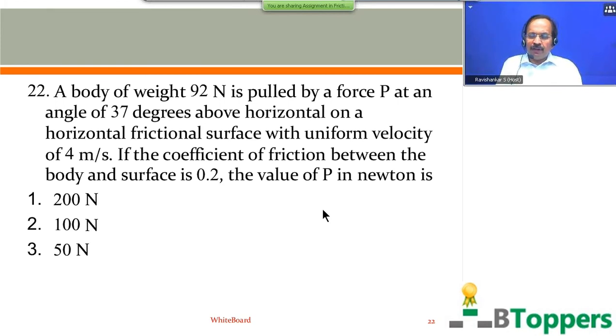This problem was originally given in one of the previous EAMCET examination papers. Of course, you take sine 37 degrees equal to 3 by 5. I mean, a similar question was given in one of the previous EAMCET examinations.